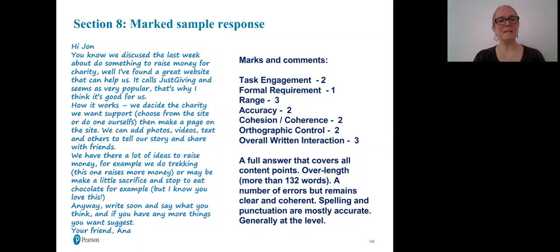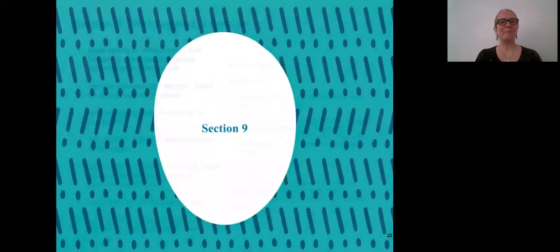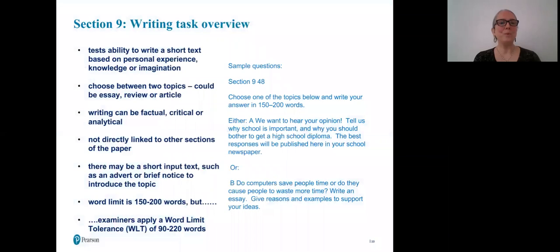Okay, so that brings us to the end of our work on section 8. We're going to move on to section 9 now, which isn't going to be as long because most of the stuff we've covered already when we've been looking at the marking criteria. So section 9 we would refer to as the independent writing task, because it's not directly linked to the other sections of the paper, although it will share common themes.